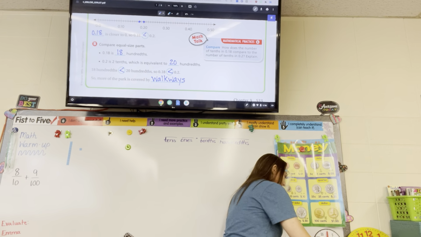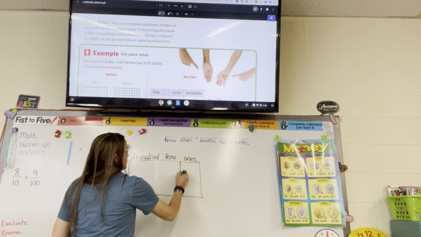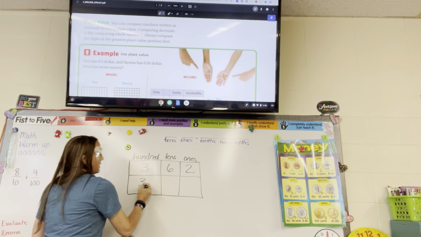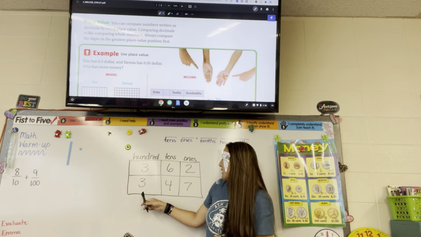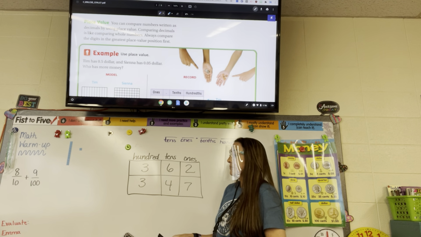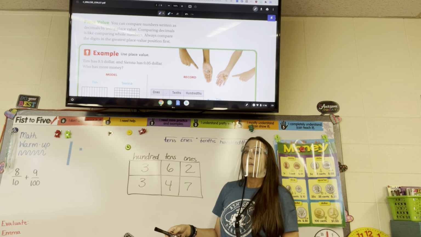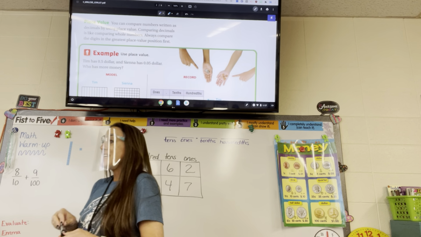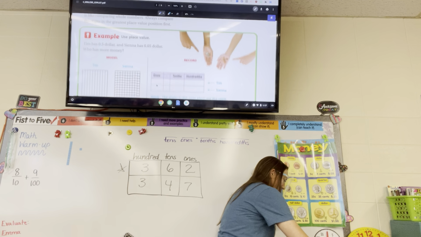You can also compare numbers written as decimals by using place value. You do this all the time with whole numbers, so let me give you an example. You have a place value chart that has hundreds, tens, and ones, so whole numbers, right? And you've got the numbers 362 and 347. The first thing you do is look at the hundreds place, right? And since they're both threes, Sophie, what do you do next? You go to the next one, which is the tens place, and we have a six and a four. Since six is bigger than four, it means 362 is bigger than 347, right? We can do decimals the same way. So, we will use a place value chart.